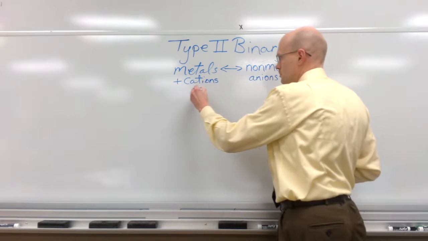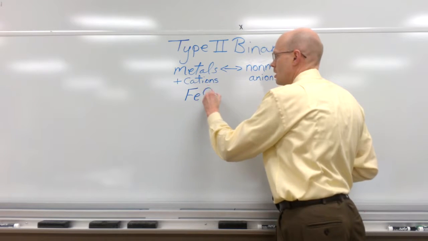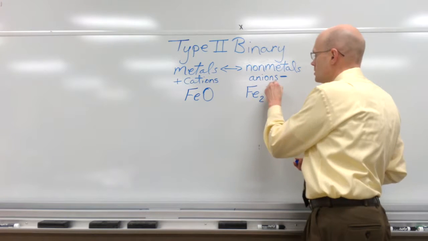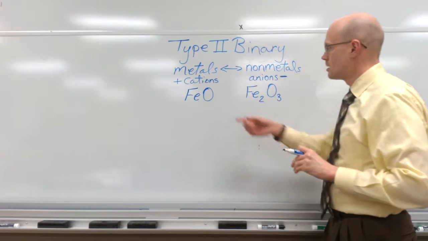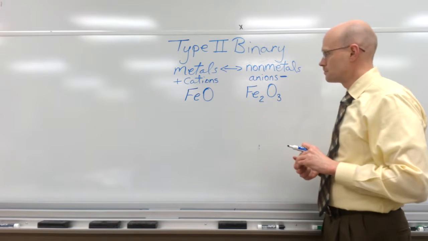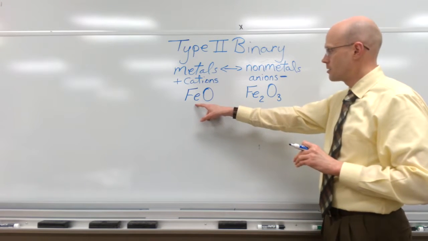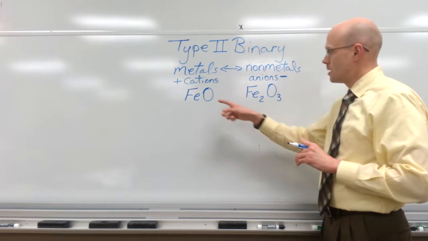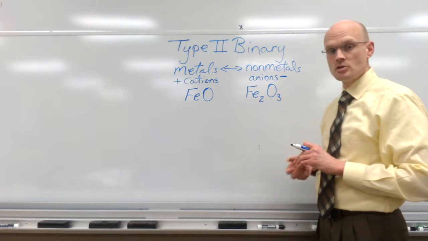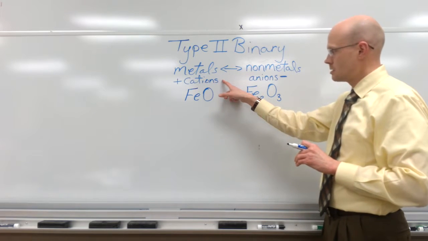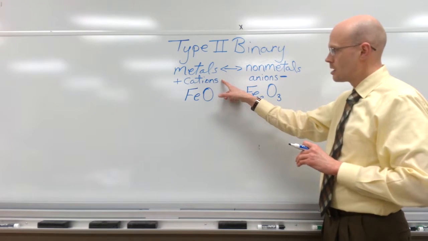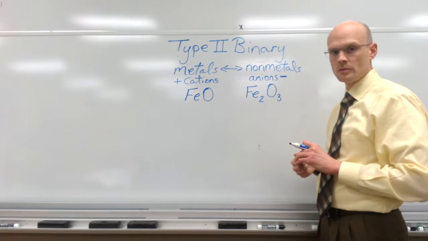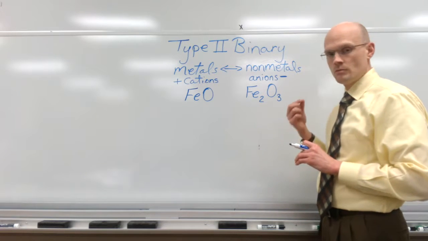Here's an example. We have FeO, and then let's also have a second one, Fe2O3. Here are two compounds. Okay? Both contain iron and both contain oxygen. But iron is a transitional metal, so it forms cations, positively charged ions, but its charge will vary from compound to compound. And so we have to recognize that.